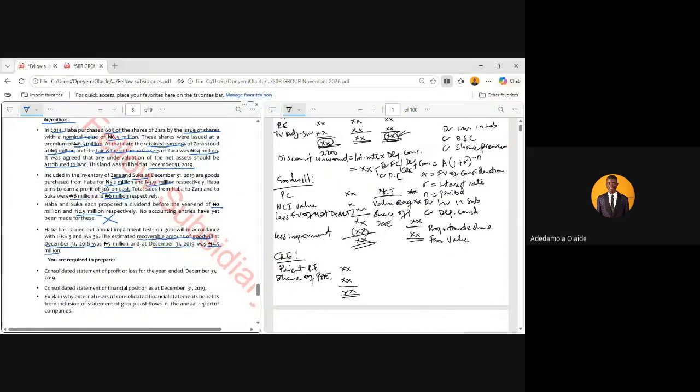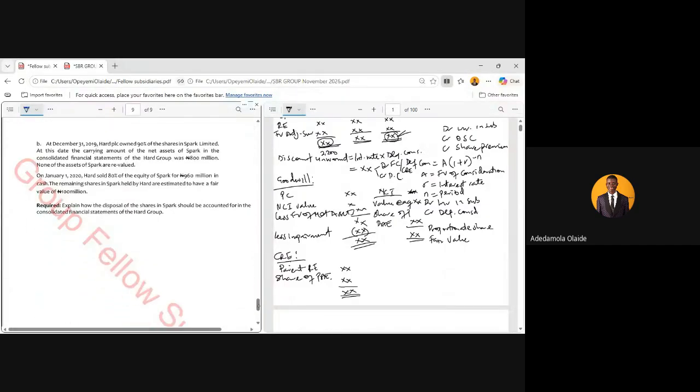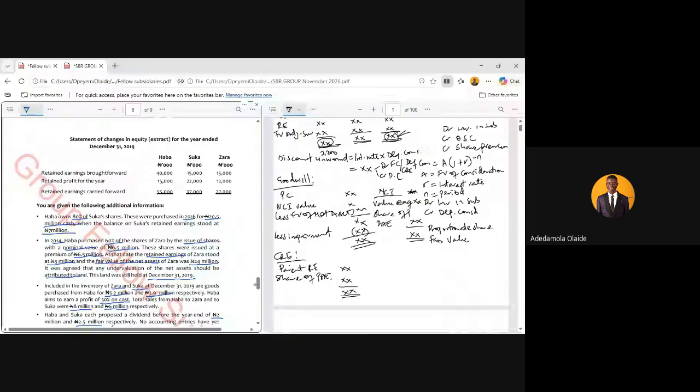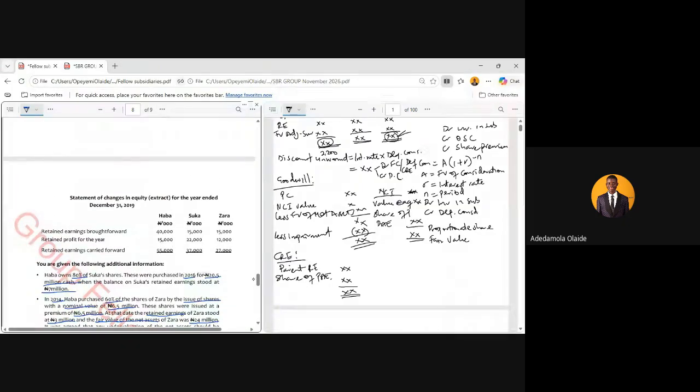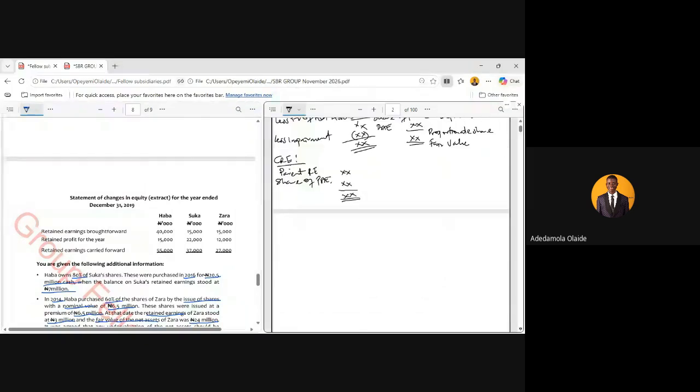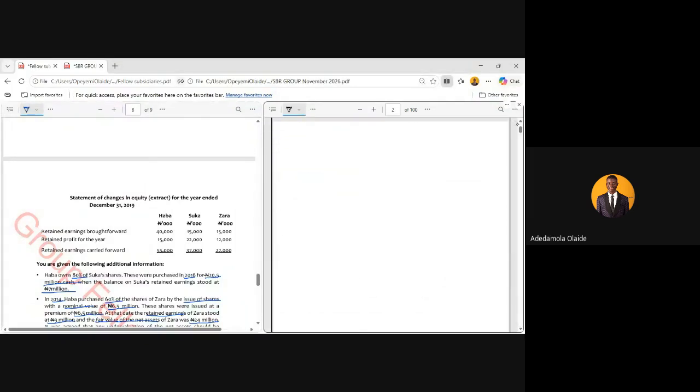Now, what did they ask us to do? They asked us to consolidate the statement of profit or loss. They asked us to consolidate the statement of financial position, and we should make an explanation. That explanation, we'll leave that for now. Let's go to our consolidation. How do we go about consolidating? We have said that the first thing we have to do is to draw the group structure. Any question before I proceed?